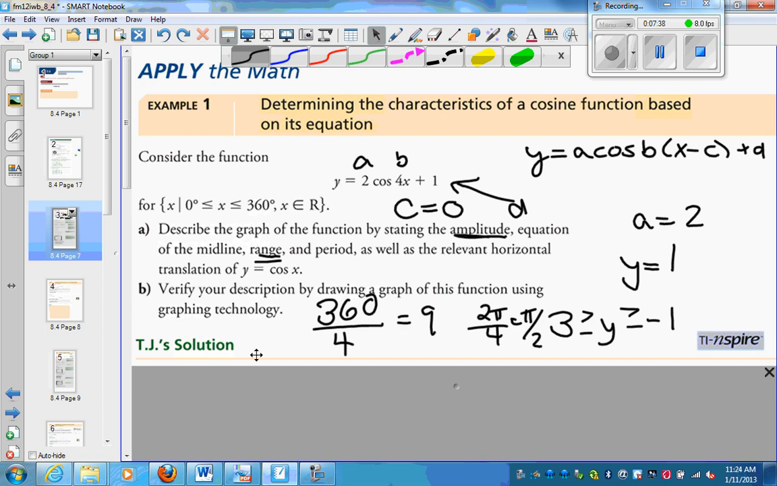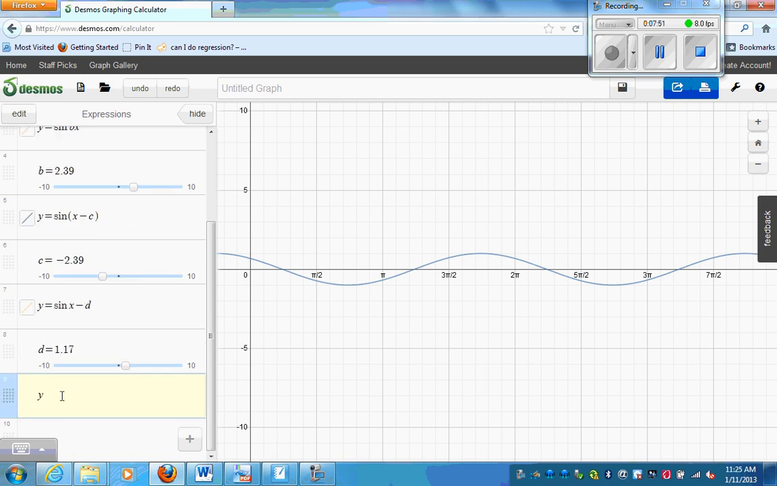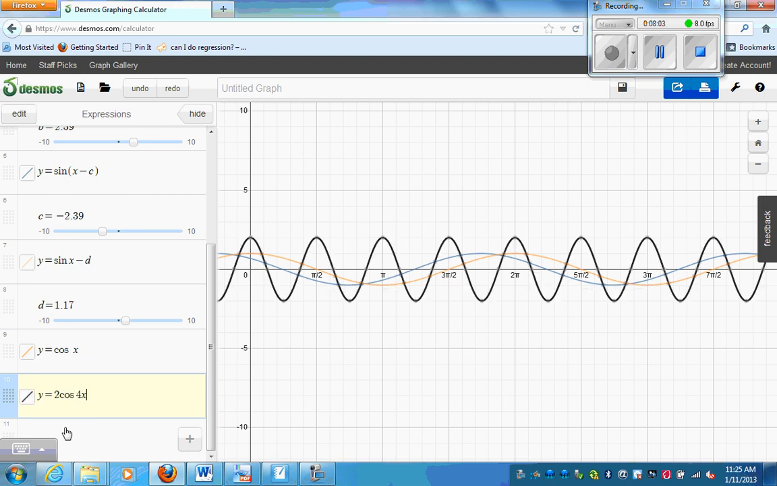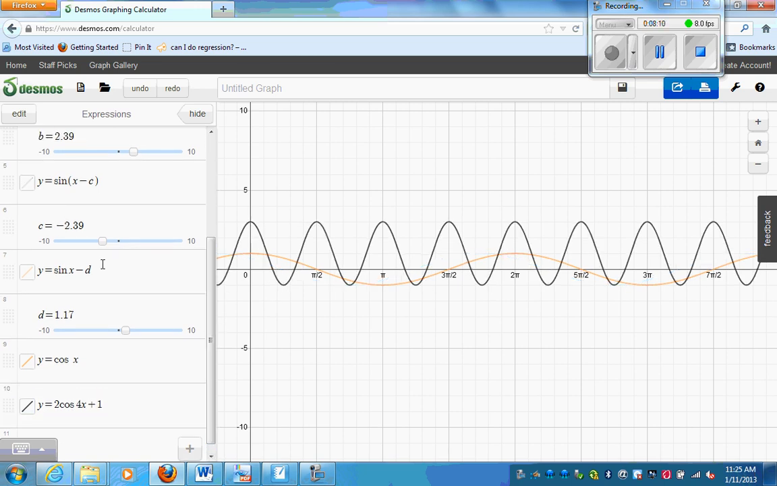So now to check our work, we're going to actually graph this. We're going to do just the graph of cos. I'm going to hide all these and start a new one. So y equals cos x, and our new equation was y equals 2 cos 4x plus 1. Okay, I'm showing a little bit too much stuff. I don't want this graph on there.